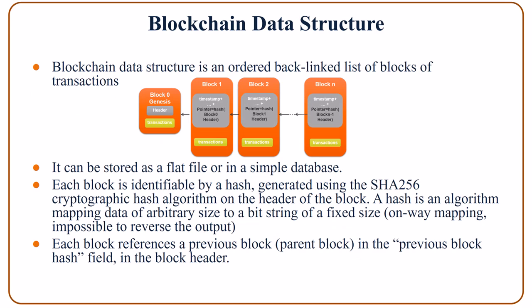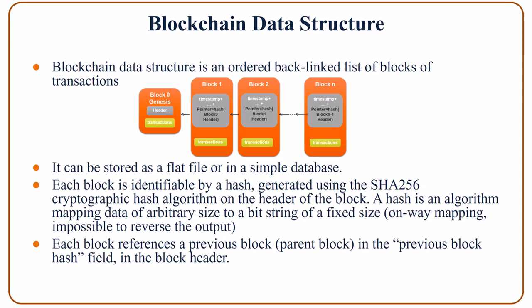A blockchain is an ordered linked list of blocks of transactions. So it starts with a genesis block or block 0, which is the first ever block in a blockchain. The genesis block has the child, and the child has its own child, etc. A blockchain can be stored as a flat file or a simple database.